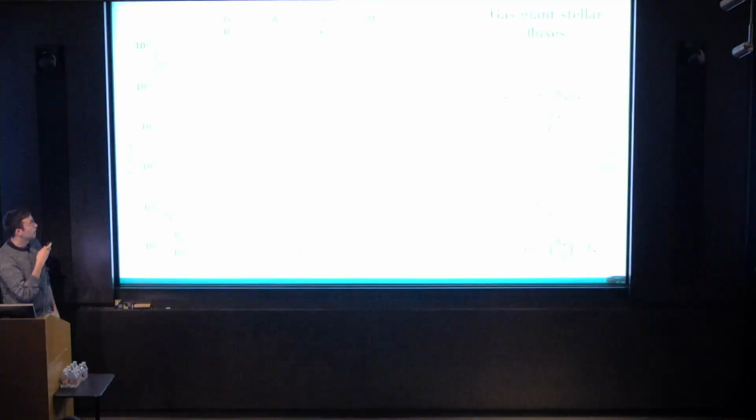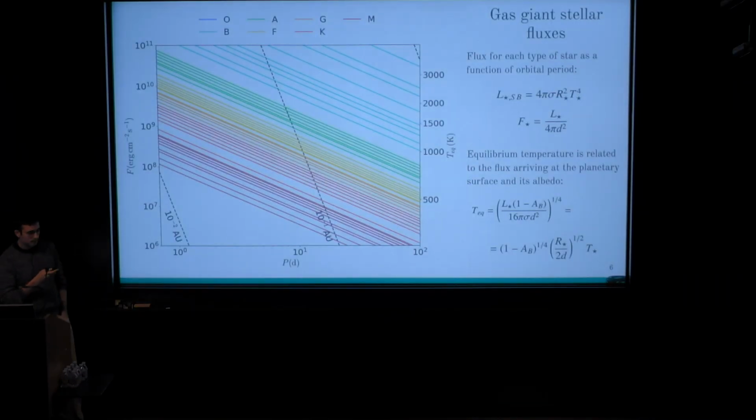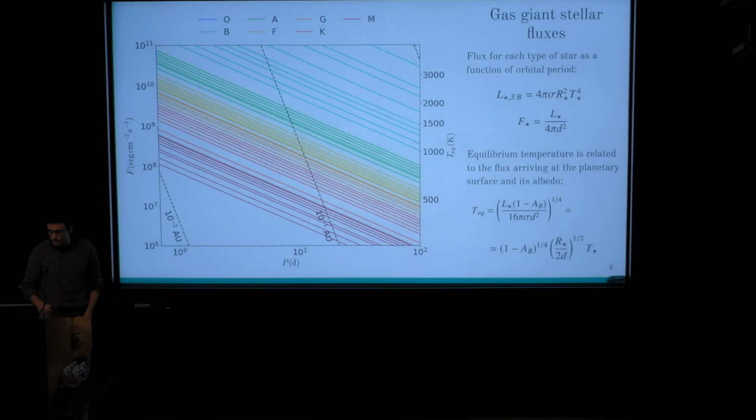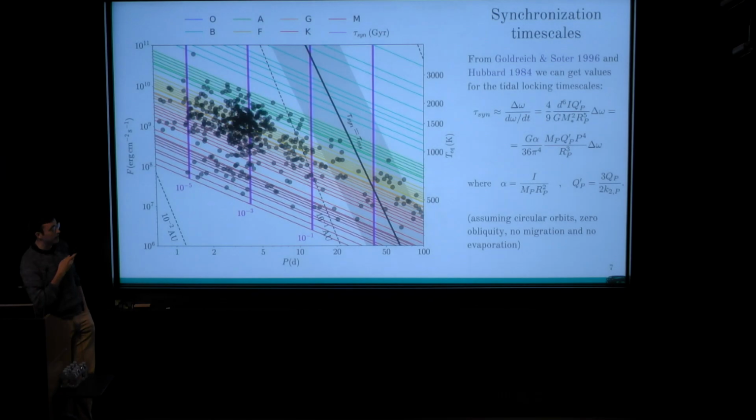So this plot is a bit complex. Here is the flux that a planet receives on the y-axis, and the x-axis is the orbital period. So for a given flux and a given period, you can associate a main sequence stellar type. Those color lines are the different stellar types. And here on top, I'm going to plot the hot Jupiter population, and you should expect them to be in the F, G, and K type stars, and they are.